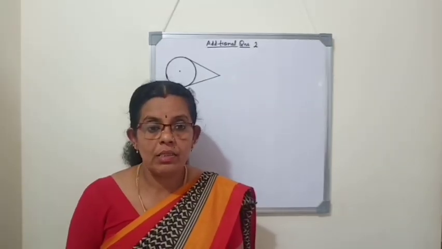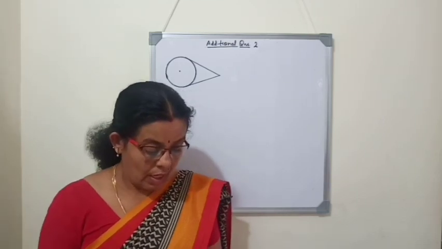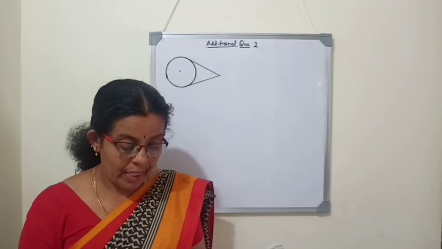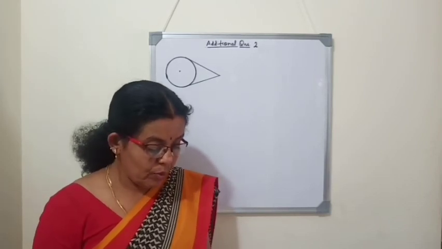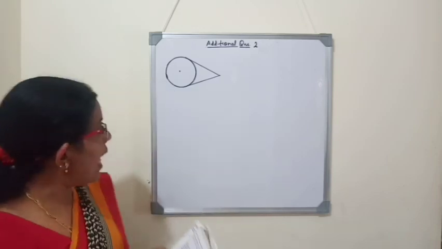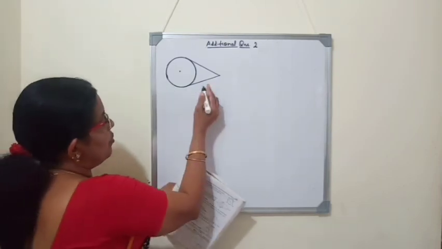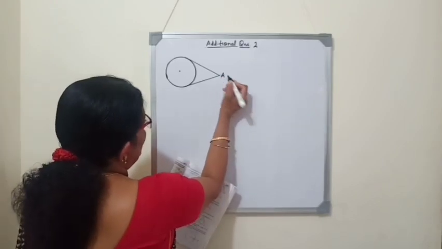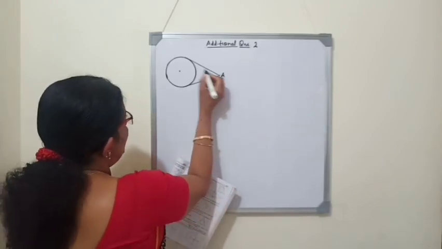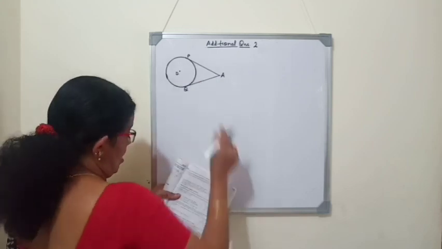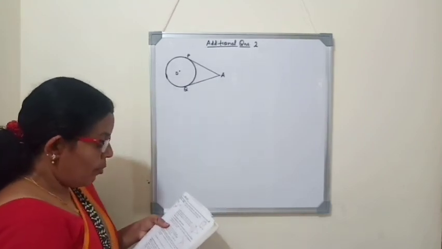The next question is, tangents AP and AQ are drawn to a circle with center O from an external point A. Prove that PAQ is equal to twice OPQ. Tangents, see I have drawn a circle and 2 tangents. AP and AQ are tangents. So A I will write here from the external point A. AP and AQ are 2 tangents from an external point A.